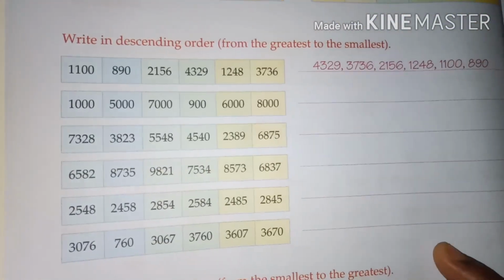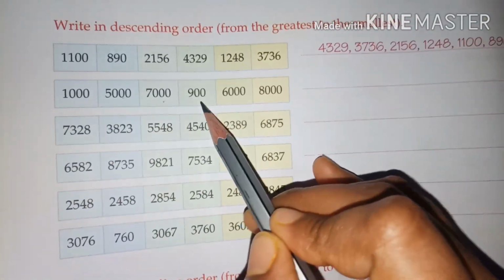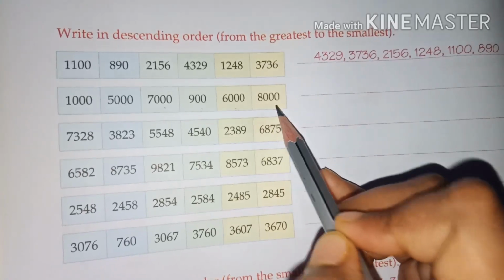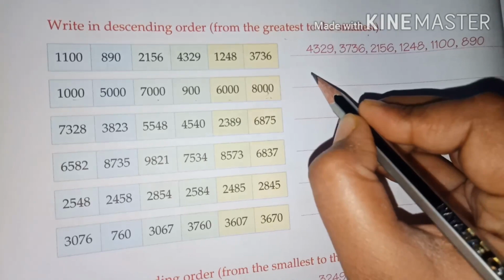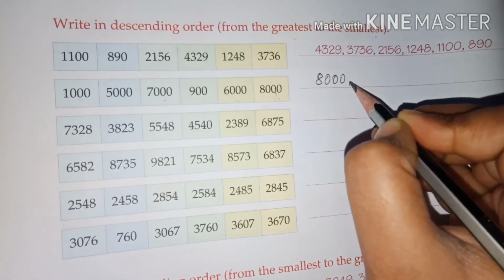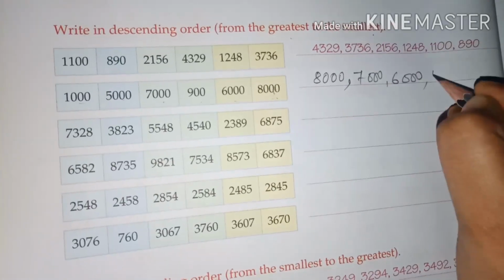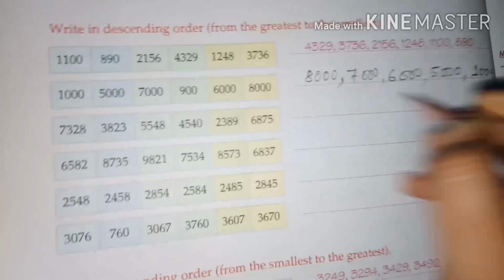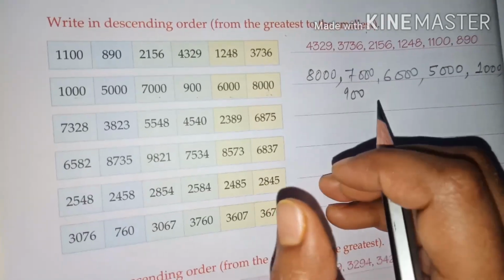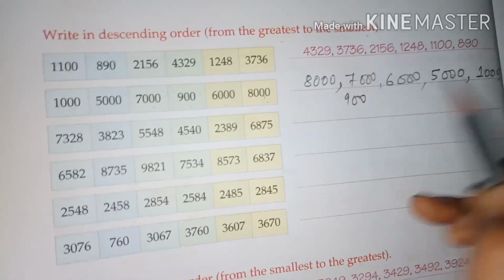Write in descending order, that means from greatest to smallest. 1000, 5000, 7000, 900. तो 900 सबसे छोटा है. 6000 and 8000. हमें लिखना है greatest से smallest. तो सबसे greatest number कौन सा है? 8000. I will write 8000 here. Then we have 7000, then 6000, उसके बाद I have 5000, then 1000 and then 900. If you have to check कि आपका कोई नंबर छूटा तो नहीं है, what you have to do is count: 1, 2, 3, 4, 5, 6 digits are there. 1, 2, 3, 4, 5, 6. So that means we have done very correctly.